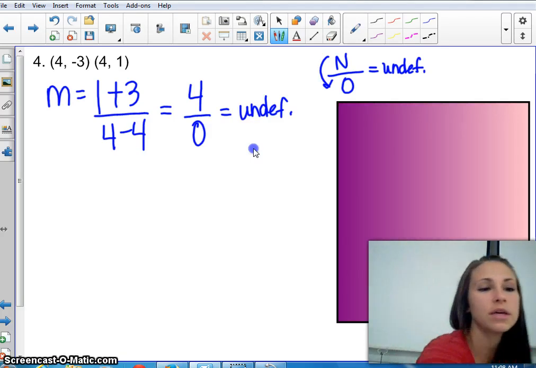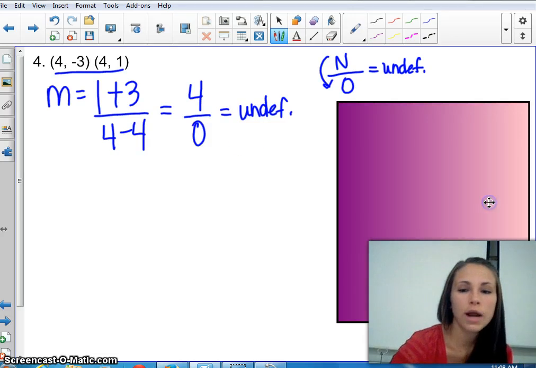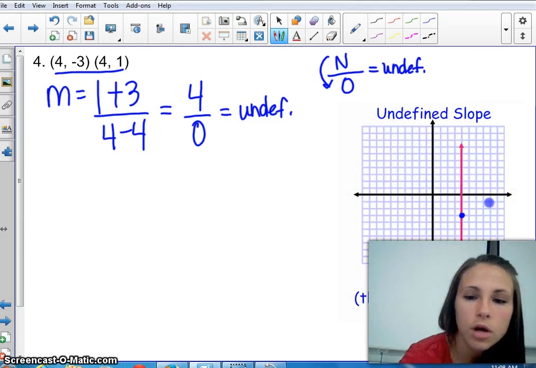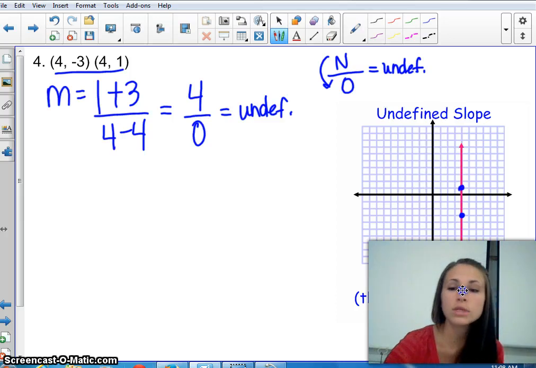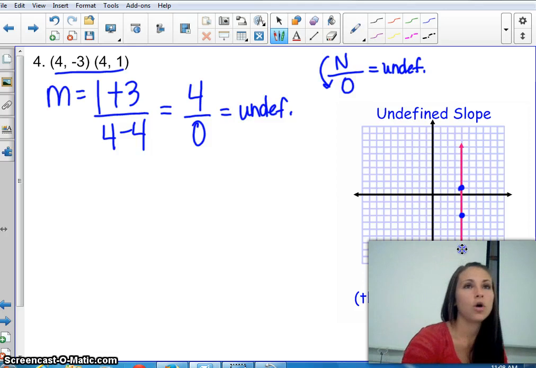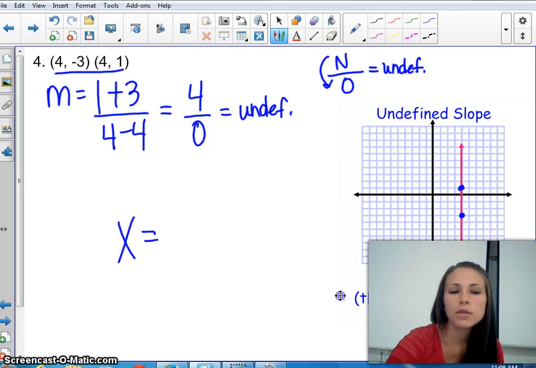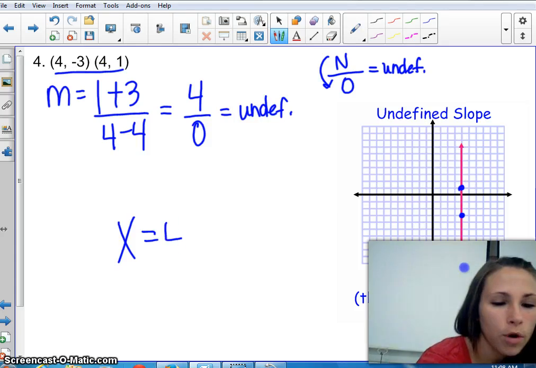And if we think about these 2 points, if I go graph them, over 4 down to negative 3 would be here, over 4 up 1 would be here. And so the only type of line that would go through those 2 points is a vertical line. Now, instead of a horizontal line being y equals, a vertical line is going to be x equals, and it's going to be whatever the x coordinate is, okay? So the x coordinates of these 2 points are 4, so my equation is going to have to be x equals 4.